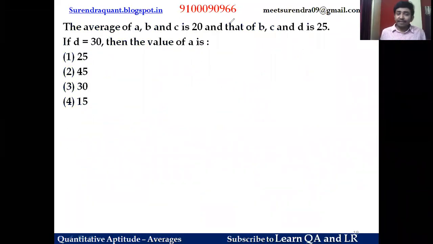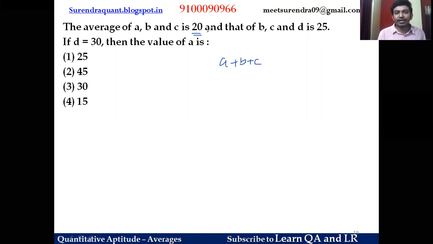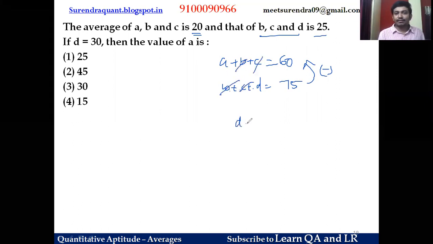Okay, the average of A, B, C is 20. When you say the average of three numbers is 20, right? If three numbers' average is 20, what is the sum? 3 into 20 is 60. But the average of B, C, D is 25. What is the sum? Number of numbers into average, 75. So friends, if I take the difference of this and this, I mean BCD minus ABC, B and C get cancelled. D minus A equals 15, right?